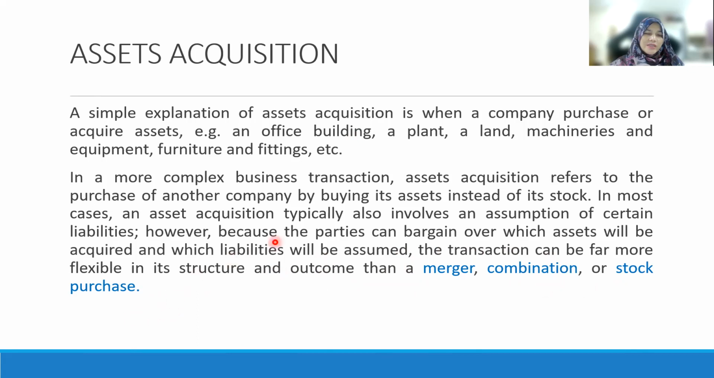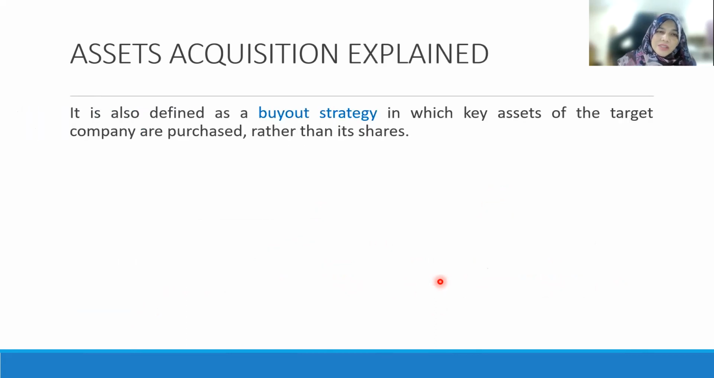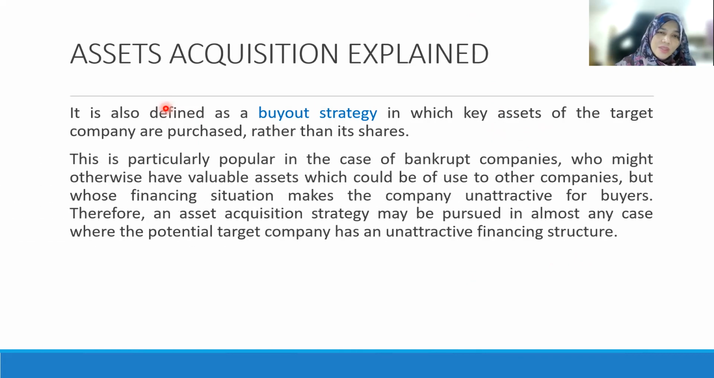So what it means here is that in a business acquisition, sometimes they can reject some of the assets or liabilities that they don't think will add value to the company. So they can choose which ones they want to acquire. It is also defined as a buyout strategy in which key assets of the target company are purchased rather than its shares. So they will identify what assets they want to buy in the company. They won't buy everything.